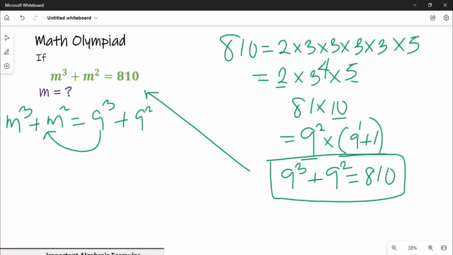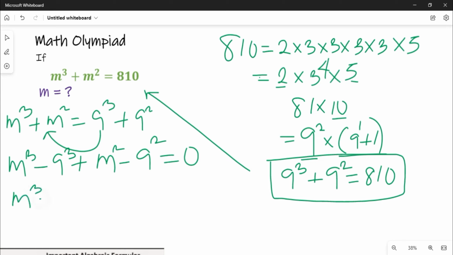If we collect like terms, we're going to have m cubed minus 9 cubed, plus m squared minus 9 squared, and this will be equal to what? 0. Now we're going to apply the algebraic formula in solving this. Remember, we have two terms here. We'll have m cubed minus 9 cubed, and also m squared minus 9 squared.